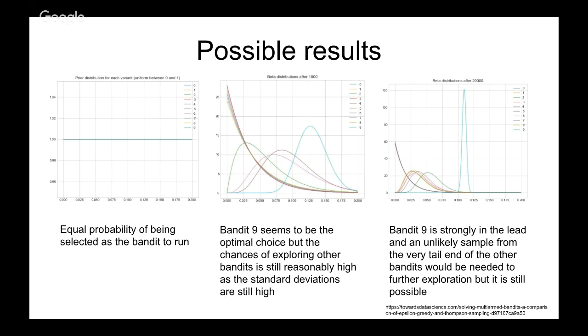Any questions? The good part about this is that even though bandit 9 seems from the very start to be the optimal choice, there is still quite a high chance of exploring the other bandits, because the standard deviations are still high. So the probability that you'll get a reward from another bandit that is higher than the one from bandit 9 is actually quite high.